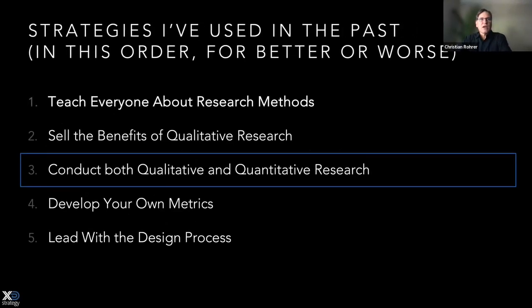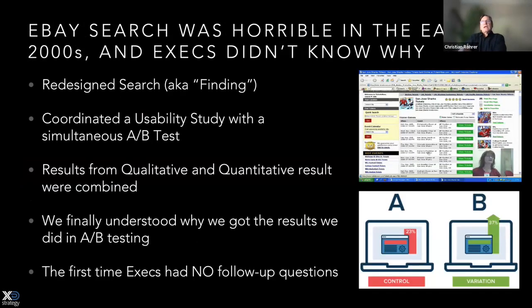The third section is around, let's just conduct both qual and quant. Now, I would say, back to eBay, that's a good thing to do if you can. What happened right after that situation with the exec is we completely redesigned and rebuilt finding. That screenshot is from before, so it's actually quite horrible. And then we coordinated our work with the A/B testing team. So we invoked the A/B test in an A or B condition with people in a usability study, while it was also being done in the wild.